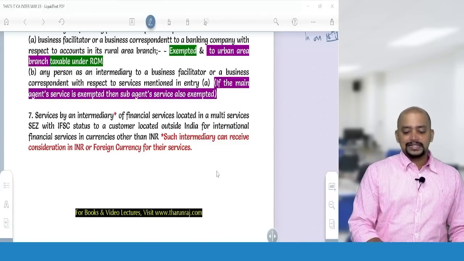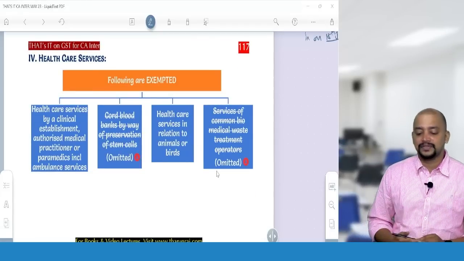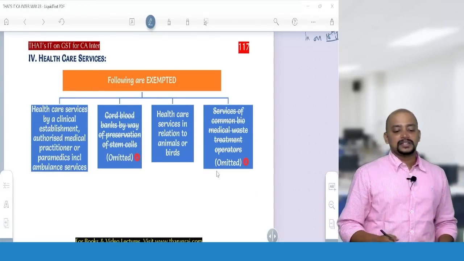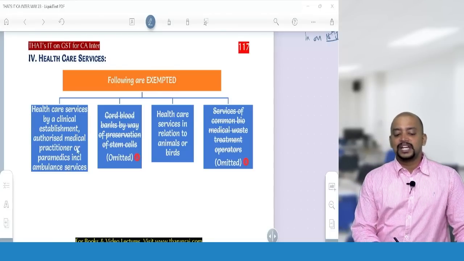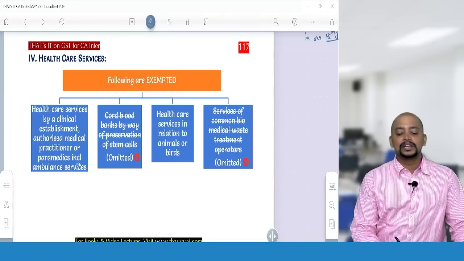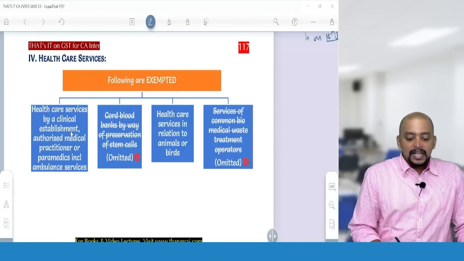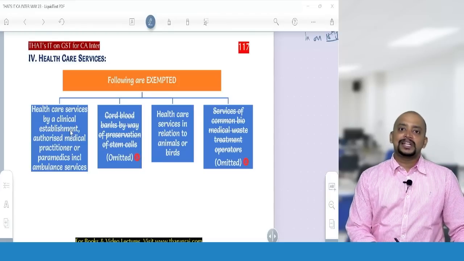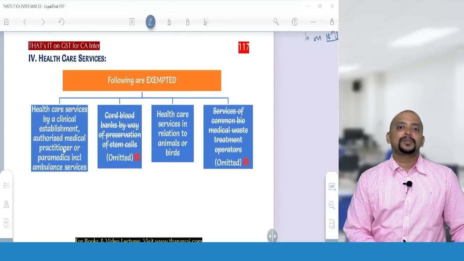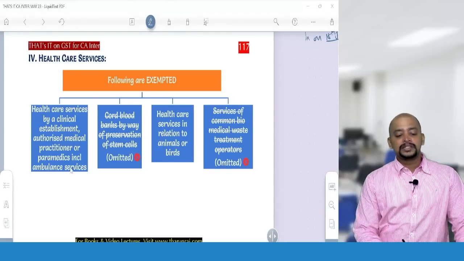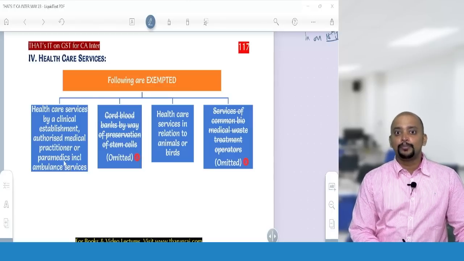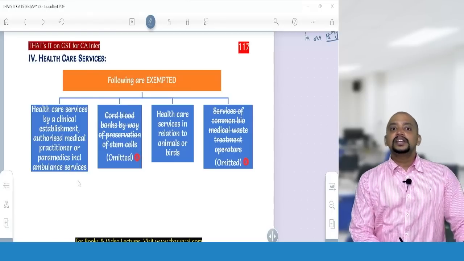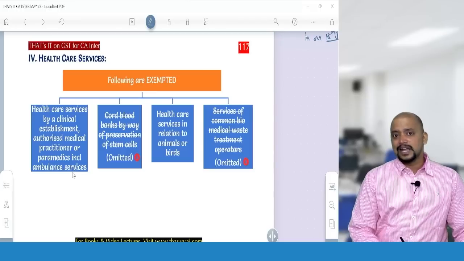Then the next sector that we have is healthcare services. In healthcare services, services by a clinical establishment, authorized medical practitioner or paramedics, including ambulance service, are exempted. Clinical establishment means a place where healthcare service is provided, authorized medical practitioner means doctors, and paramedics means nurses, lab technicians, physiotherapists, compounders. Ambulance services are also exempted.